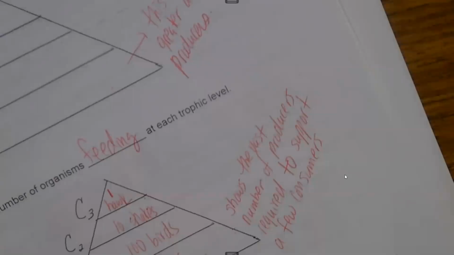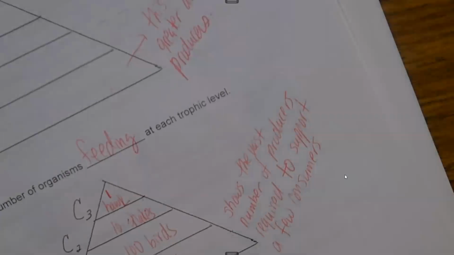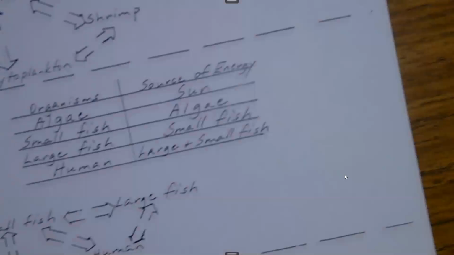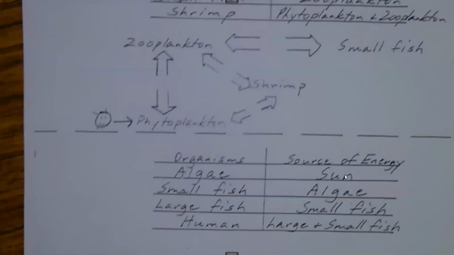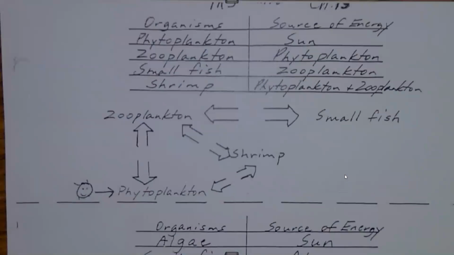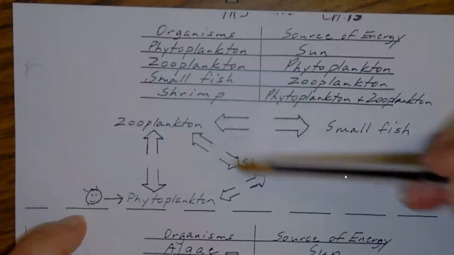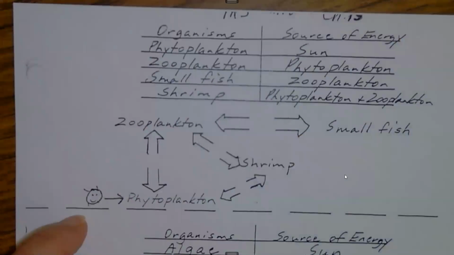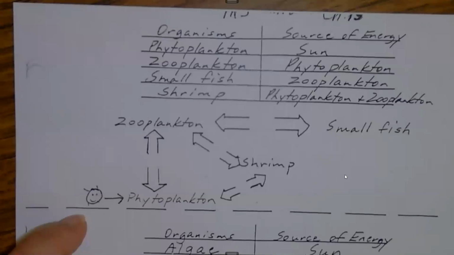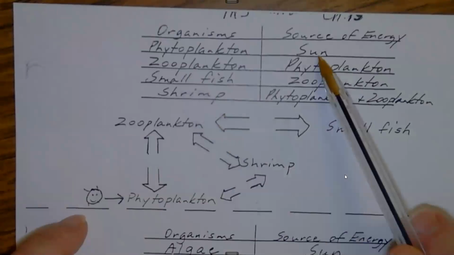All right, so these are a bunch of pretty simple food webs. And if you look between each pair of organisms, there's two arrows. They're going both ways. And really your arrow should just go one way. It should go the way that the energy flows. And this is going to give us our hint right here.